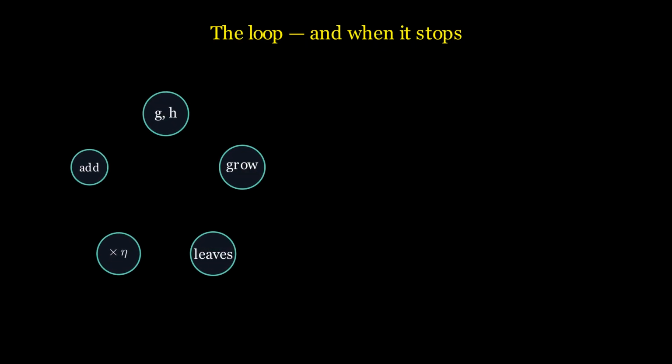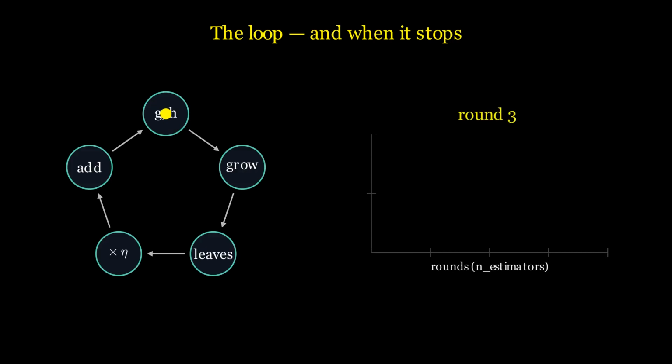Now zoom out and watch the whole loop turn. Compute G and H, grow a tree, fill its leaves, shrink it, add it, then recompute G and H against the new, slightly better prediction, and go again. How many times? By default, exactly n estimators rounds, 1 tree per round. But there's a smarter way to stop.